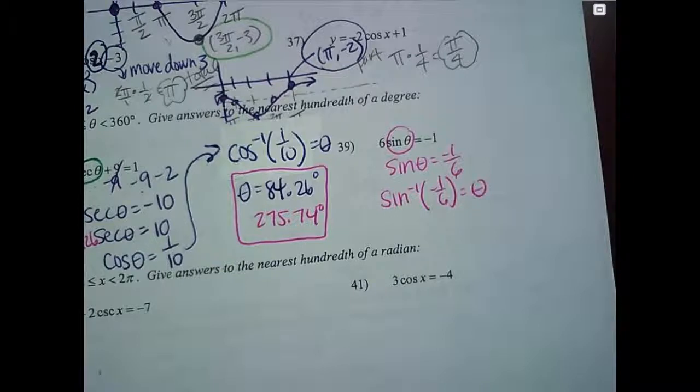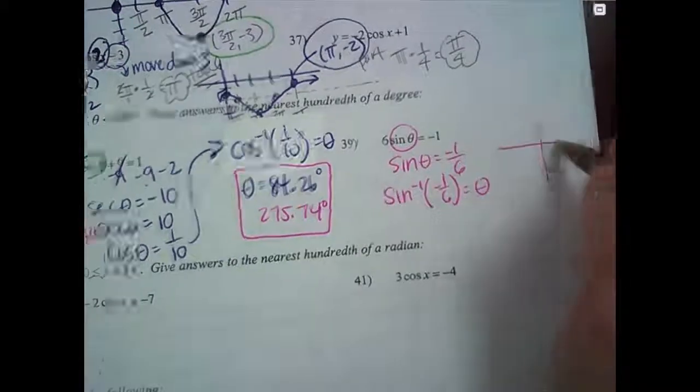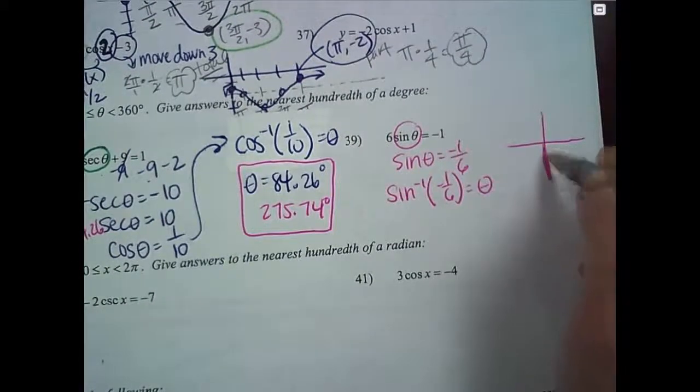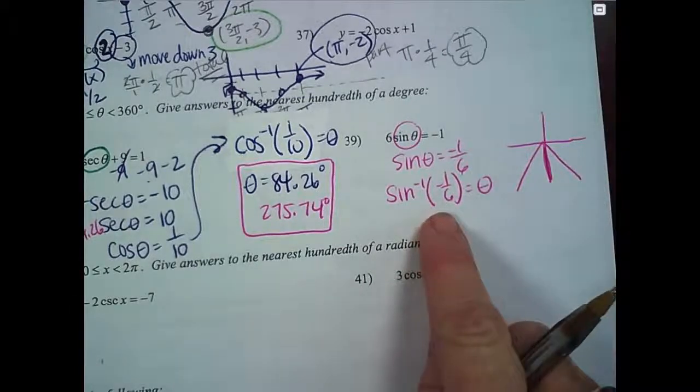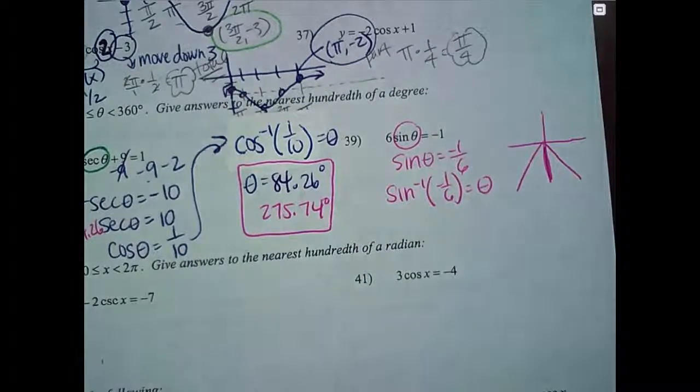What is sine negative? What quadrants? Here's sine. Sine is y. Sine is negative here and here. Agreed? So when you type this in the calculator, I think it gives you a negative. Can you tell me? Yes.